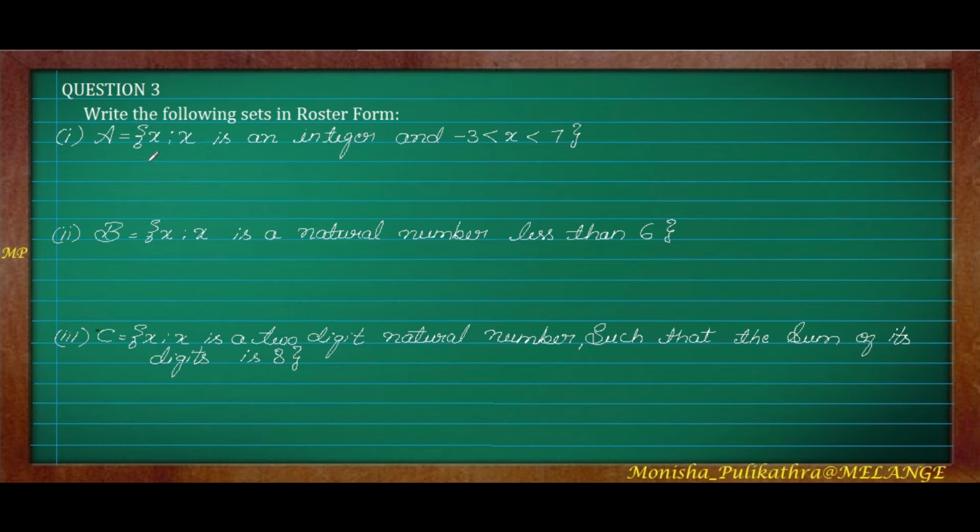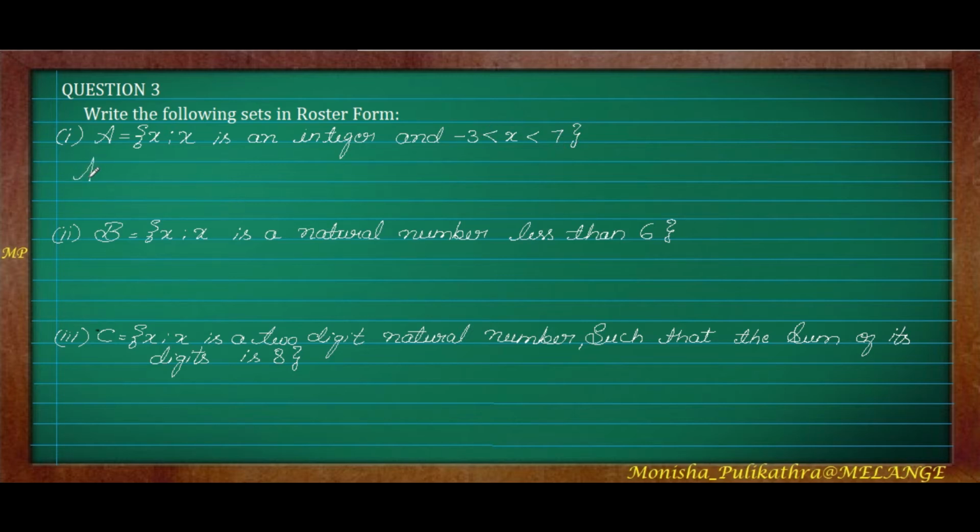In roster form, the first question I will read out: A = {x : x is an integer}, where this x is greater than -3 and less than 7. So we need to find out how many integers come under this criteria. Integer means it will have negative terms, 0, and also the positive terms. That is called an integer. So we have to find out how many elements come under this criteria: x greater than -3 and less than 7.